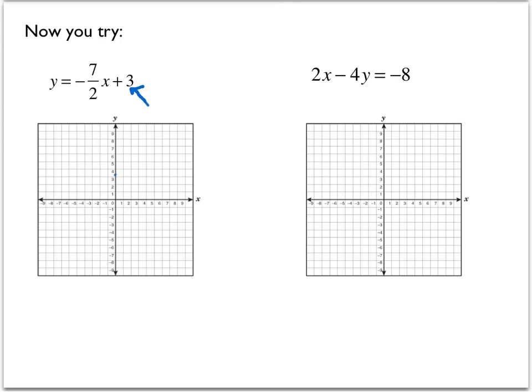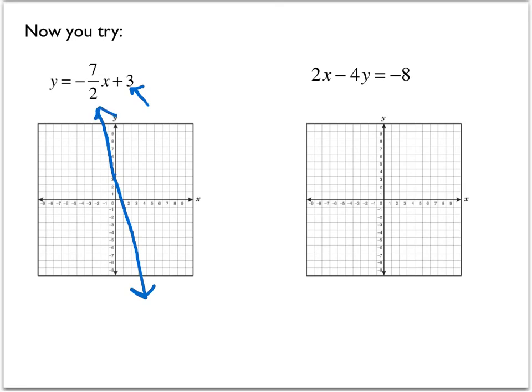So I'm going to go down 7. So if I'm at 3 and go down 7, that's going to take me to negative 4. And then I'm going to go over 2 like that. So there's my slope of negative 7/2. I could also count that either going up or going down again, but let's see, if I go up, that's going to take me to 10 all the way up there and then 2 back like that. So my line is going to be a pretty steep negative line that looks about like that.